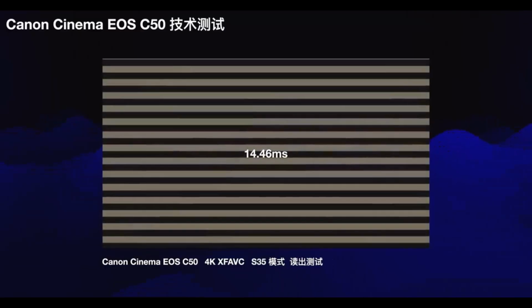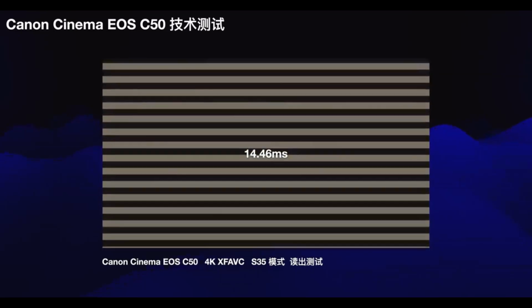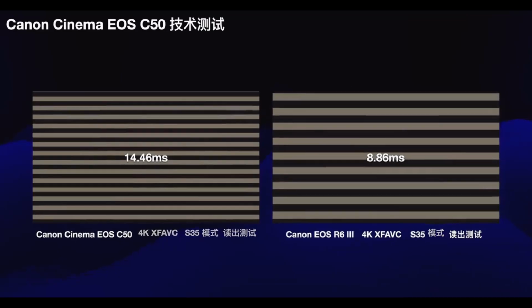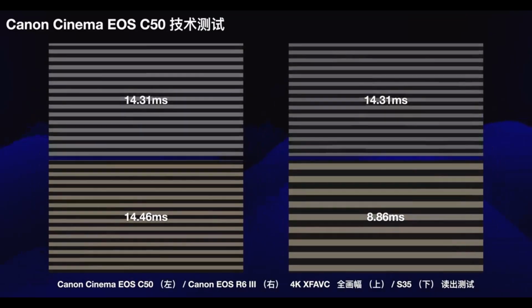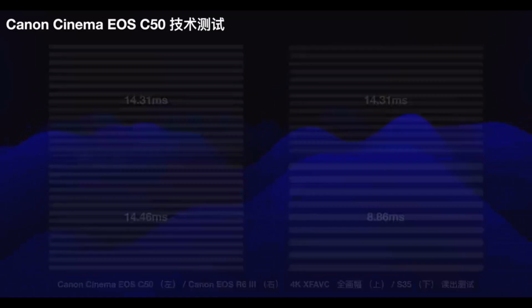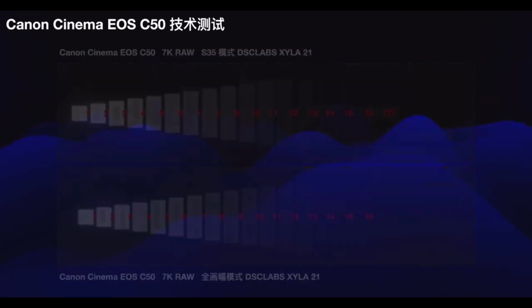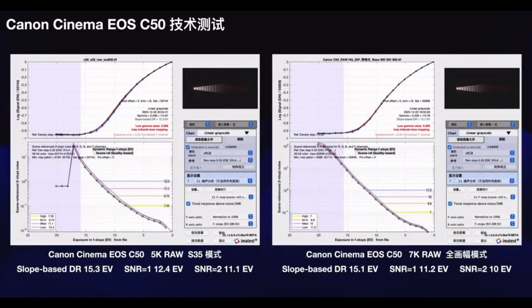However, during the readout tests, we were quite surprised to find that the C50, when in S35 mode, has an overall readout speed that is almost identical to that in full-frame mode, or at least the difference is minimal. In other words, cropping does not actually increase the overall readout speed. At the same time, in terms of dynamic range performance, the S35 mode actually surpasses the full-frame mode, which is a test result we've never encountered or seen before.